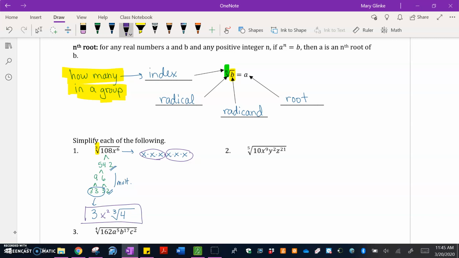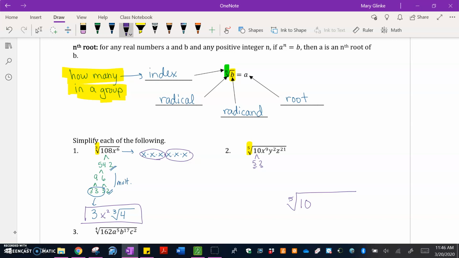So let's try the next one. It's the same idea here. Again, this index on the outside means we are looking for groups of 5. So I take 10 and I break it down. It is 5 times 2. Unfortunately, there are no groups of 5 for that. So immediately I'm going to have my 5th root here. I'm going to take my 5 and my 2 and leave them inside. Again, anything inside that's more than one term for numbers, you're going to end up multiplying them.